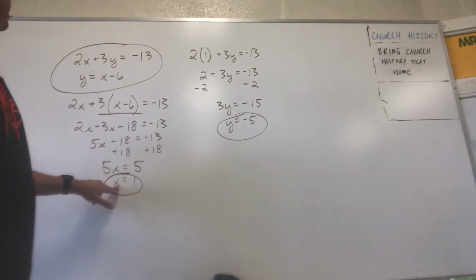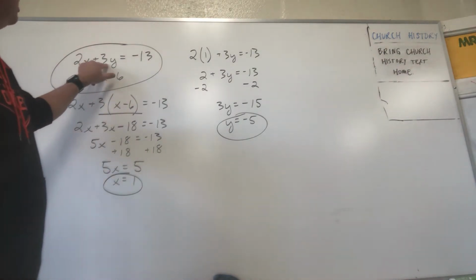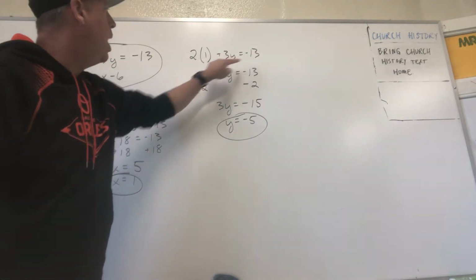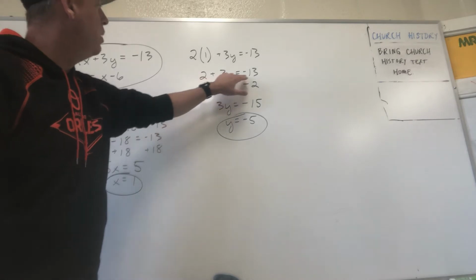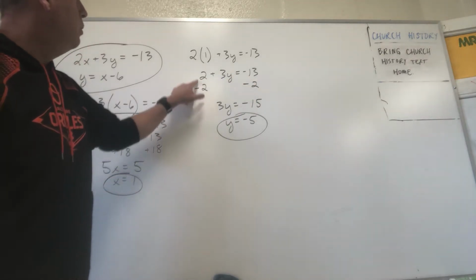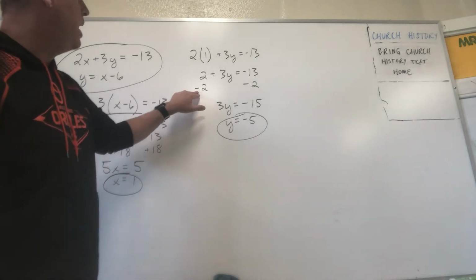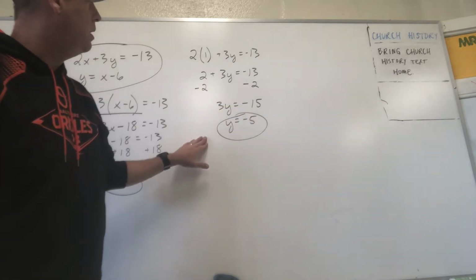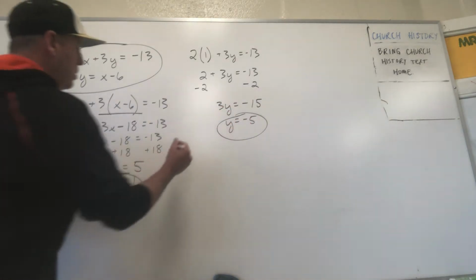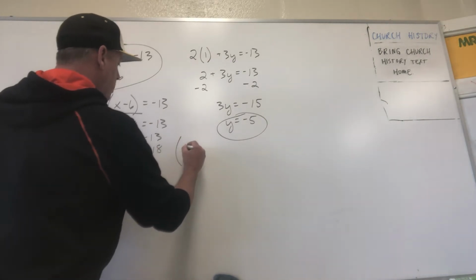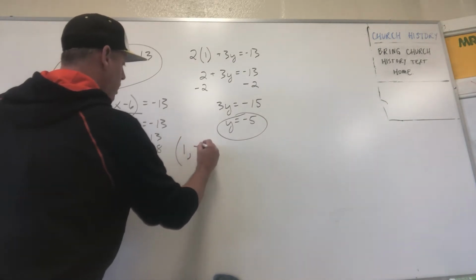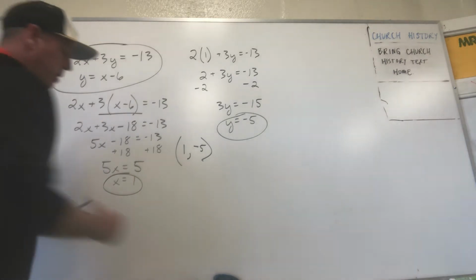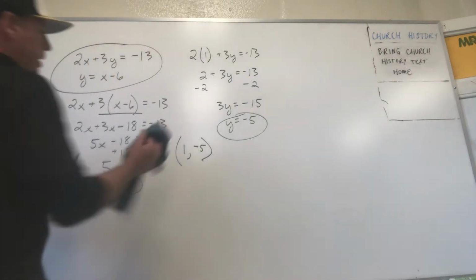Then we take x equals 1 and insert it back into our original equation. So 2 times 1 plus 3y equals negative 13. 2 plus 3y equals negative 13. I have to move the 2 over to the other side, so I subtract 2. I'm left with 3y equals negative 15, so y equals negative 5. That means my solution is 1 comma negative 5: x equals 1, y equals negative 5. That's how we've done it in the past. That's just a reminder of what we've done.